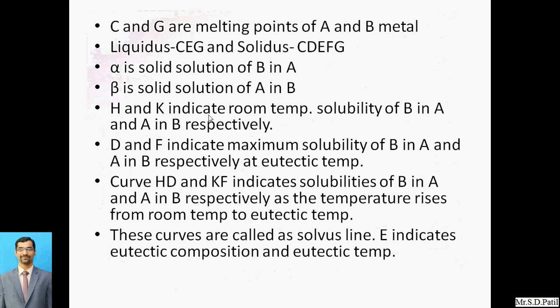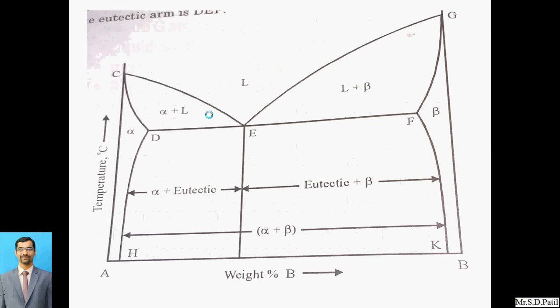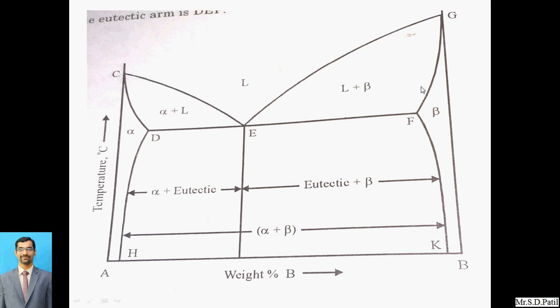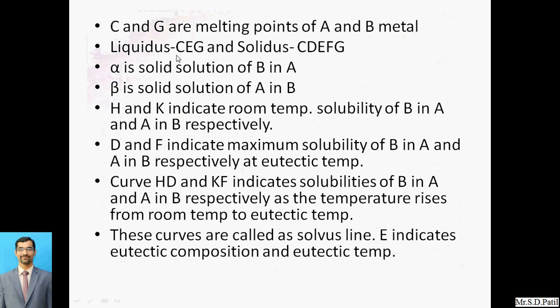Now here C and G are the melting points of A and B metals. So you just start understanding this. C and G are the melting points, so we will just focus on the C point and G point. These are the two points, the melting points of A and B metals. Then the liquidus line is CEG and the solidus line is CDEFG.